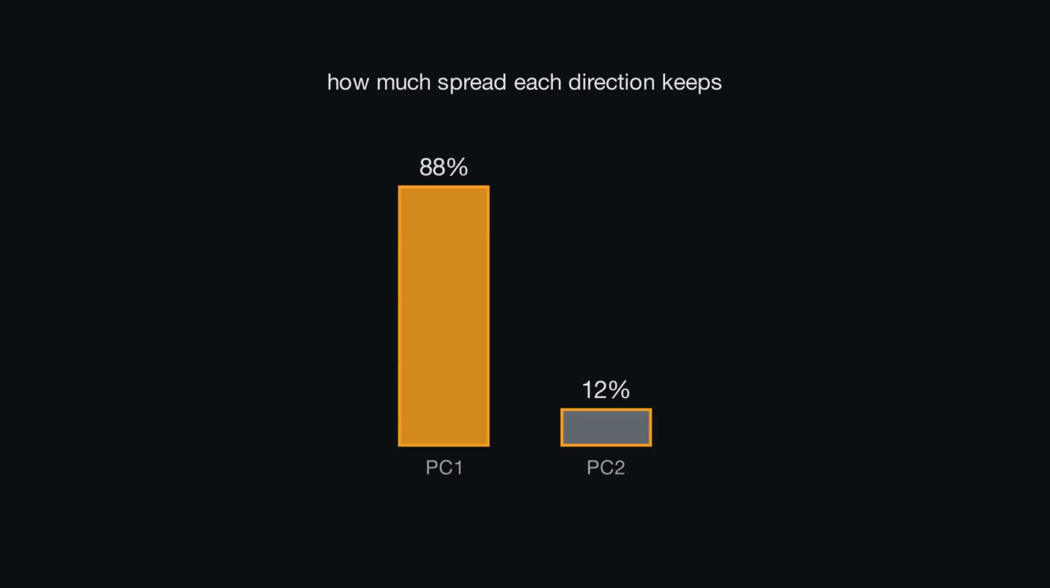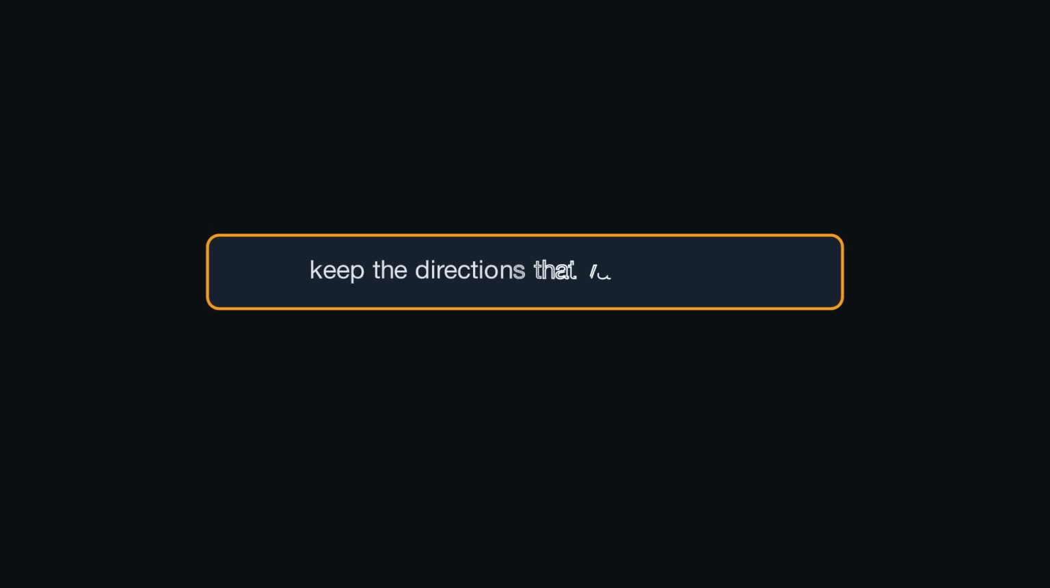This is the best part. We can measure exactly how much of the spread each direction holds. Principal component 1 alone keeps 88% of everything. The direction we threw away held barely 12. So we cut the data in half, from 2 columns to 1, and kept almost 90% of the information. That is the magic of PCA. Big shrink, tiny loss. And that is the one idea to remember. Keep the directions that vary the most, and quietly drop the ones that barely change.